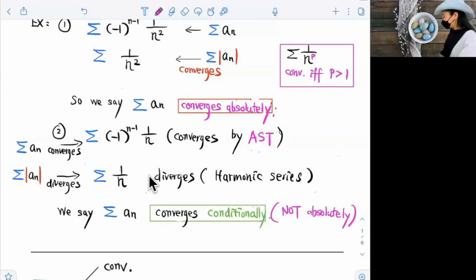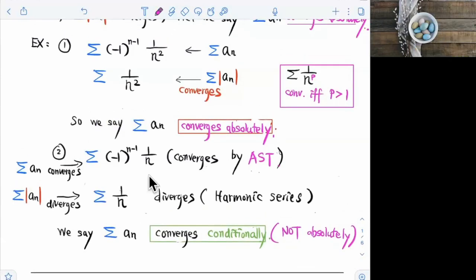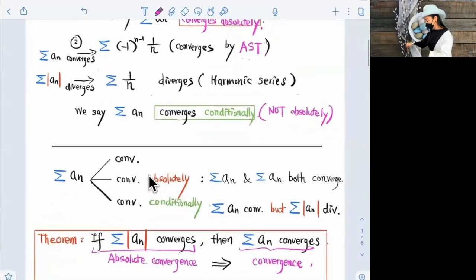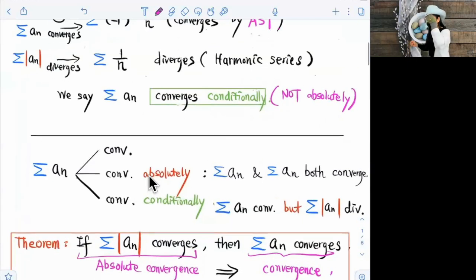So from the two examples, you can see converging conditionally and converging absolutely. This one here is actually the stronger kind of convergence, and this one here is a weaker kind of convergence. This one doesn't converge absolutely. So I'm going to put it over here just to compare the two concepts. What does it mean to converge absolutely? What does it mean to converge conditionally? And what does it mean to just converge?